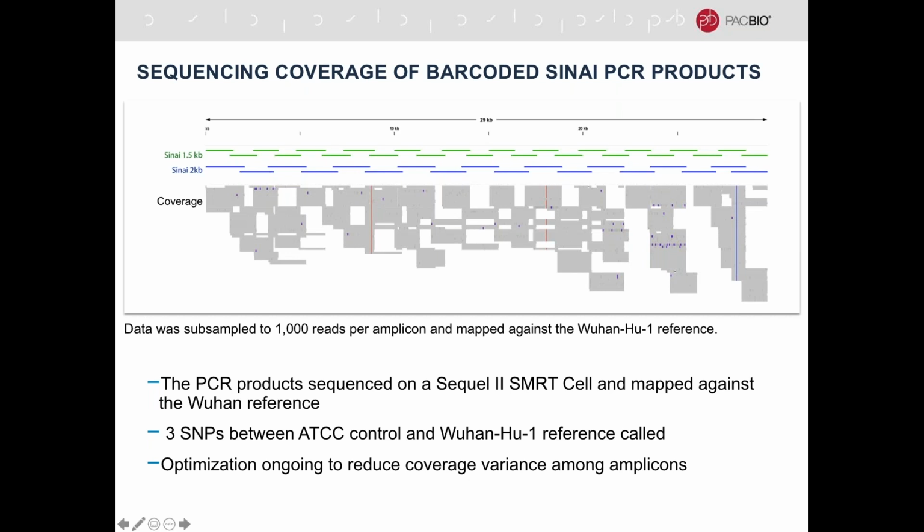So here we have a view of the coverage. This is downsampled to 1,000 reads per amplicon because we sequenced just the one sample on the Sequel II system, so there's a lot of data. You can see again the amplicons at the top and then the coverage below. And you'll notice that for most of these, we are getting full length amplification of those primers. One thing I want to point out here is that you can see 3 SNPs very clearly. These are expected because we aligned the Washington ATCC control against the Wuhan Q1 reference. So these are 3 known SNPs that we are able to call very easily.